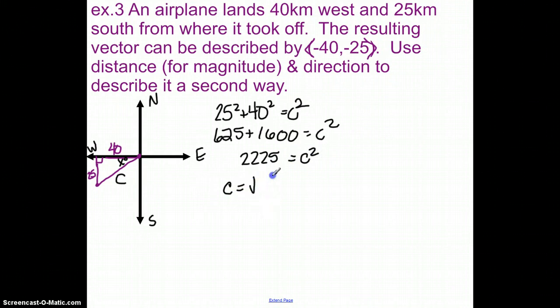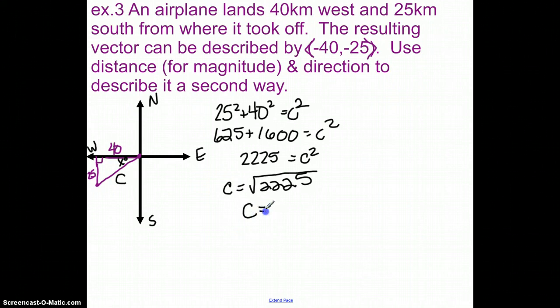And to get just c, I would have to do the square root of that. Now when I do the square root of 2225, it's not a whole number. So let's round it to the nearest tenth. That's what we've been doing with sides. Sides have been to the nearest tenth, and angles have been to the nearest whole number.